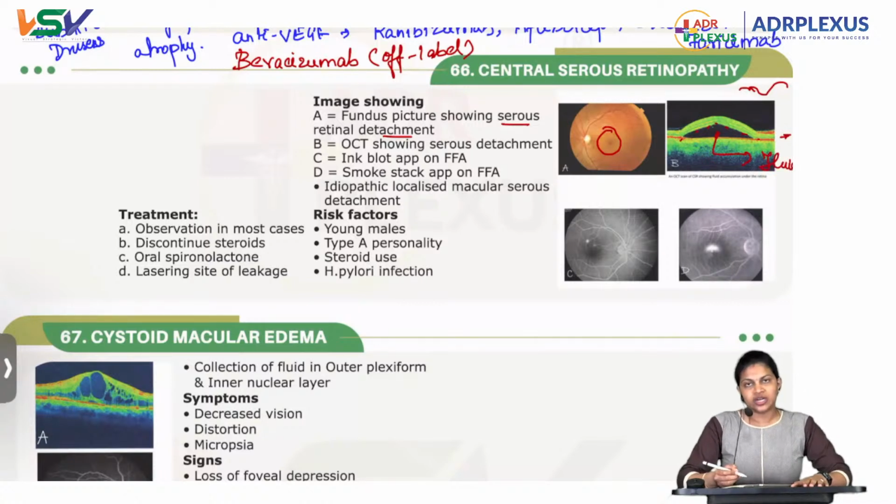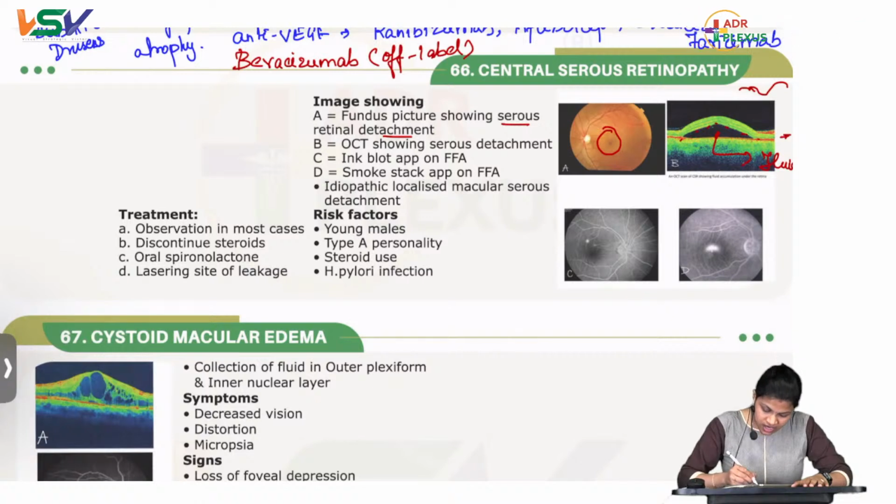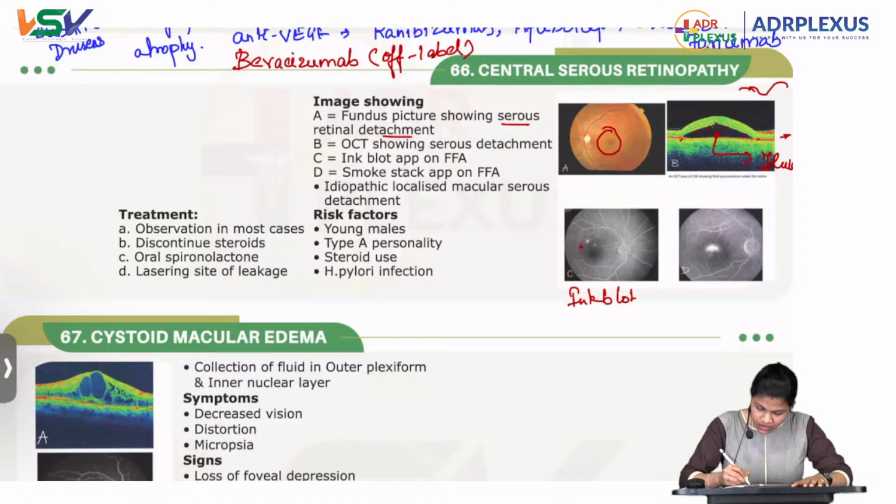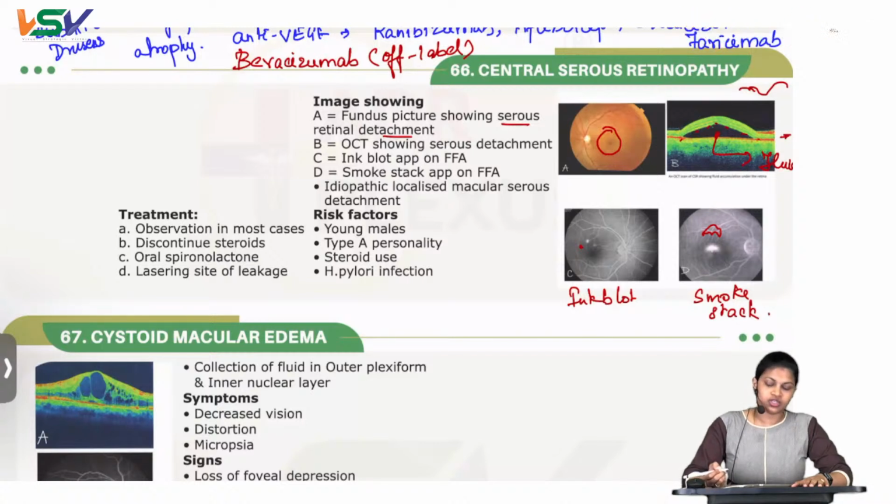When you do a fundus fluorescein angiography, here you can see an ink blot appearance, and here you can see a smokestack appearance. So ink blot, smokestack appearance, and OCT showing a serous detachment. It is central serous retinopathy, mostly an idiopathic localized macular serous detachment.